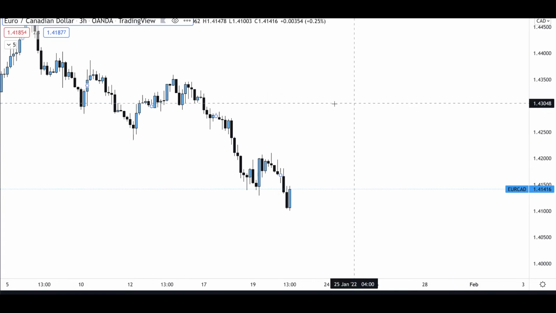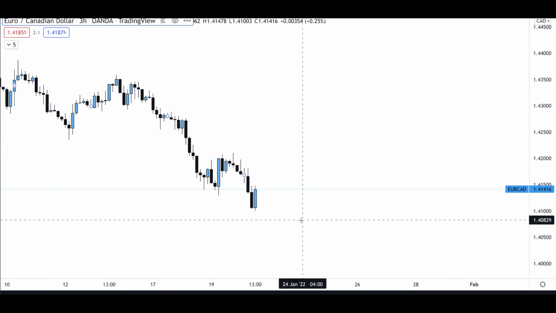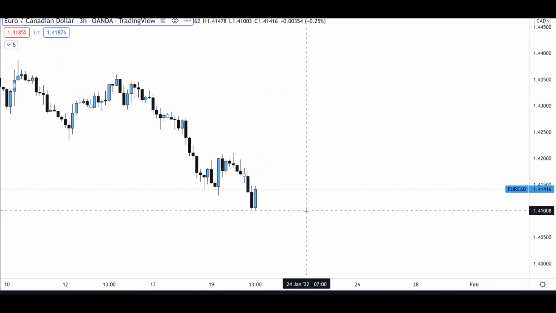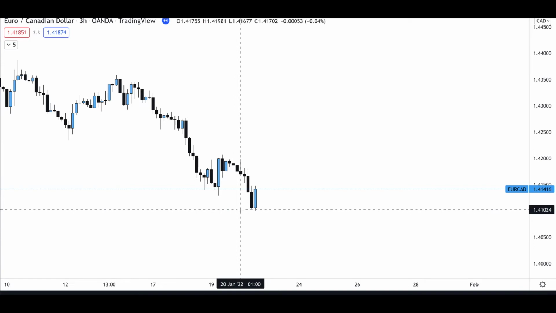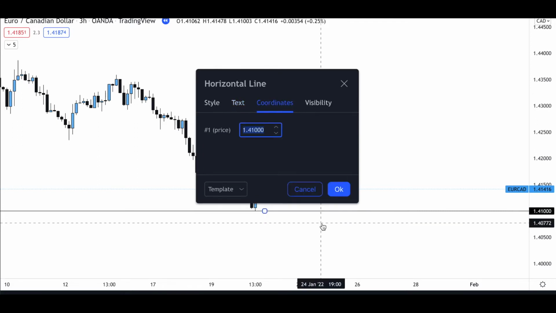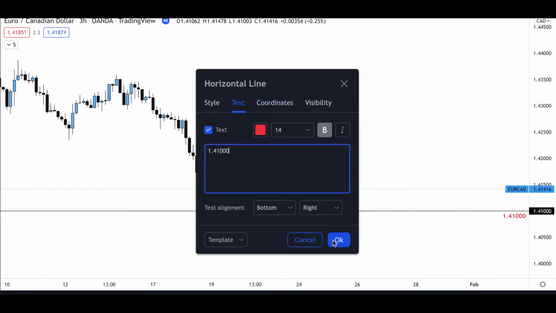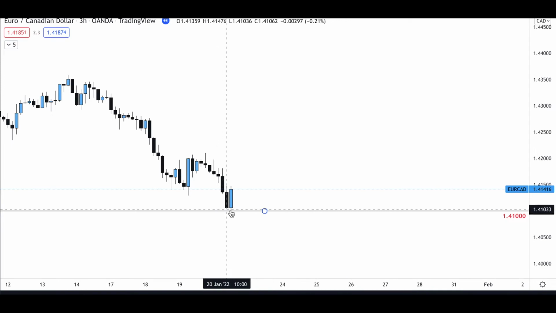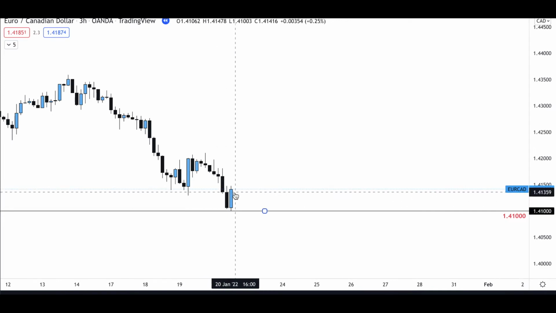One of the things that I noticed is when price stopped, price was fairly close to this bank level here. As you can see, we're right here literally on this 1.41000 area, on this bank area, and we got a perfect engulfing candle order block right on this level.